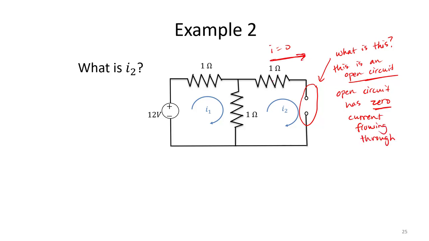So in this case, that means since there's no current entering, there can't be any current leaving. There's no current through this whole part of the circuit, so I2 must be 0.